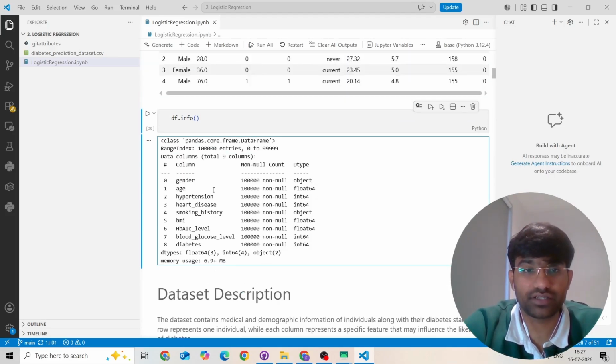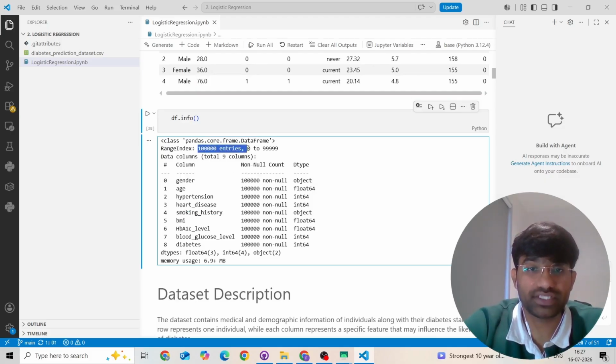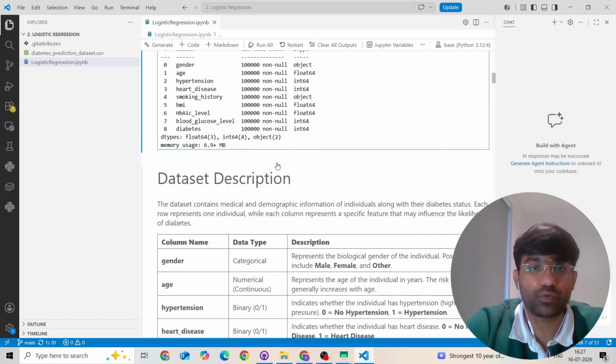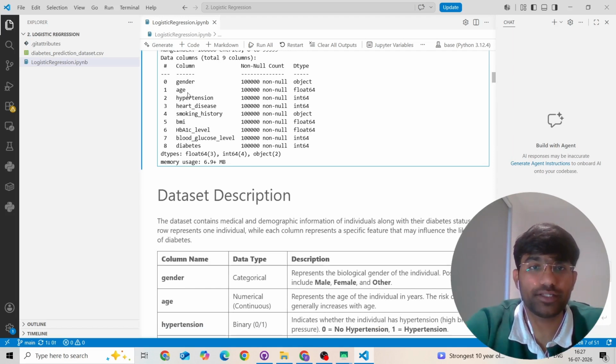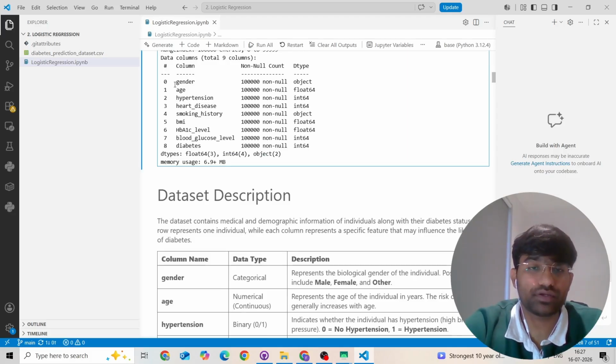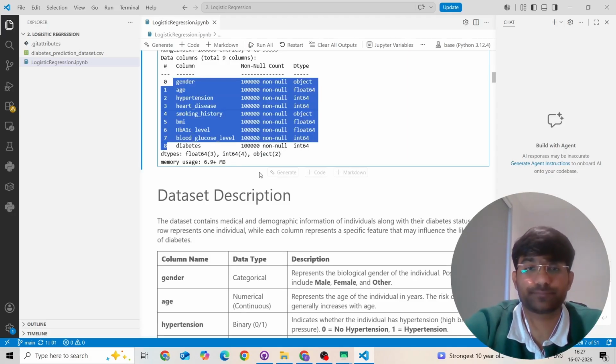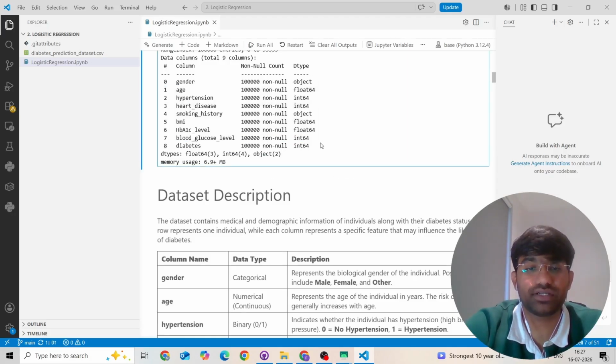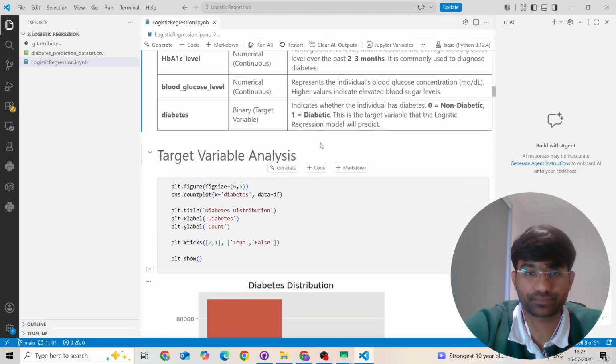Df.info. Let's do the df.info. We have 10,000 entries of data and 9 columns in total. 8 are independent columns and 1 is the target variable, that is diabetes.